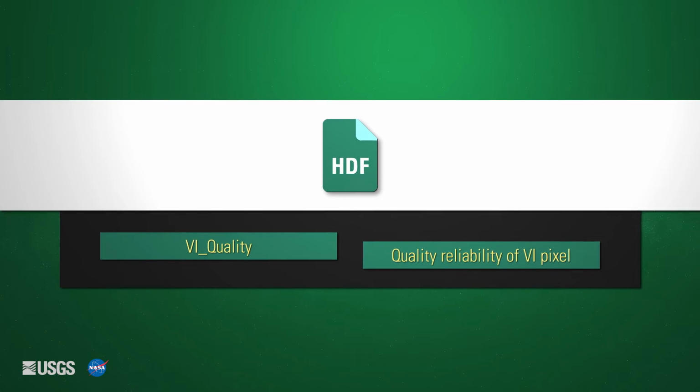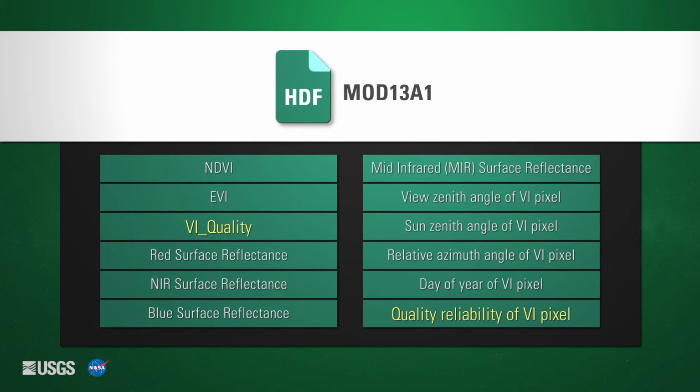of the data products. Here's an example of the science dataset layers for the Terra MODIS version 6 16-day Vegetation Indices 500 meter Level 3 gridded product MOD13A1. The information extracted from these quality science datasets can be used to filter data based on different levels of quality.